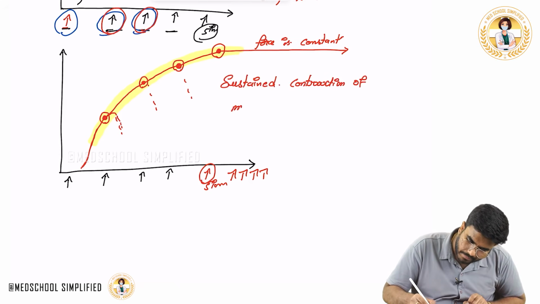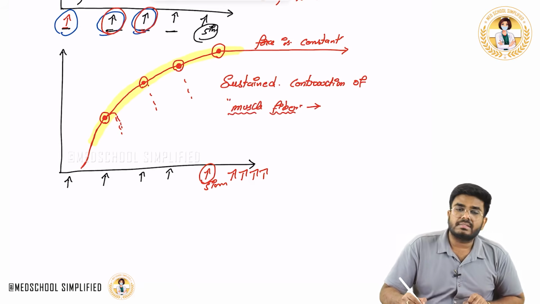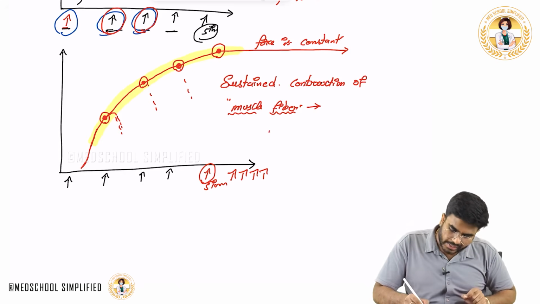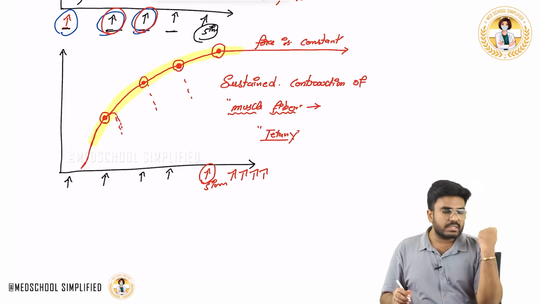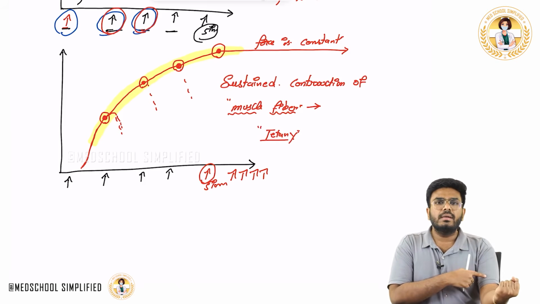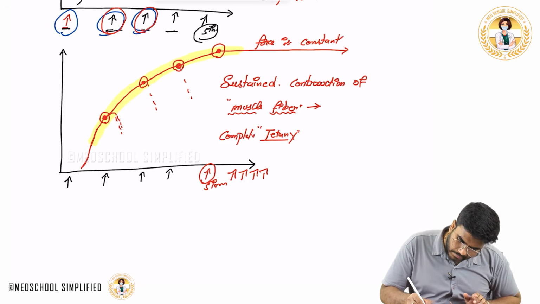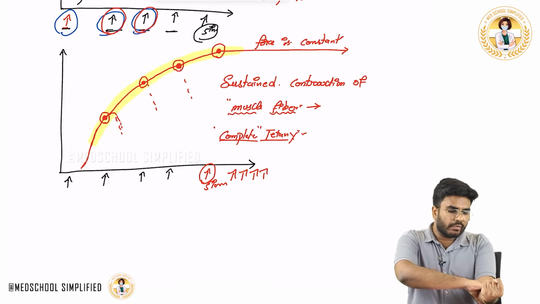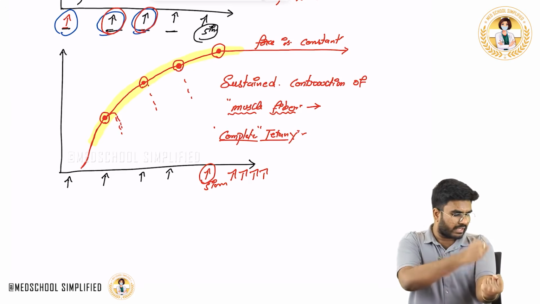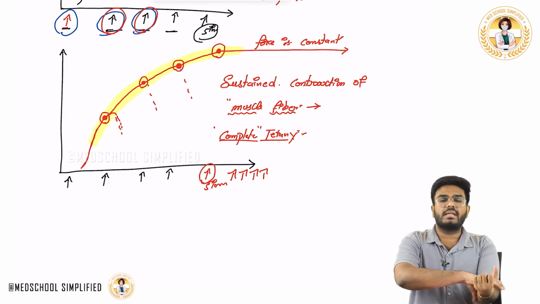Sustained contraction of the muscle fiber is called tetany. Most of your muscles contract by complete tetanus. Sustained contraction means I am keeping my muscle fibers in a continuous contraction phase by giving repeated stimulus. That is called complete tetanus.